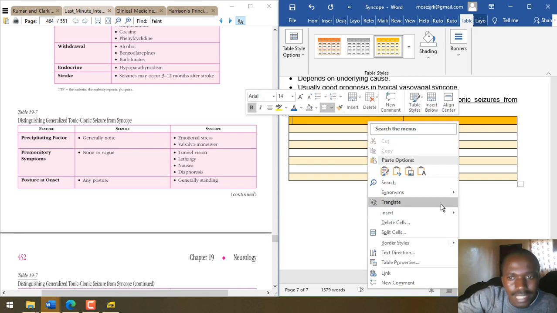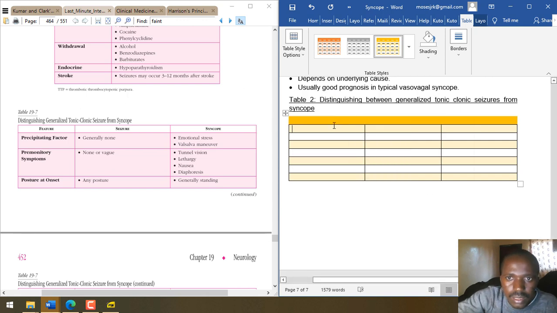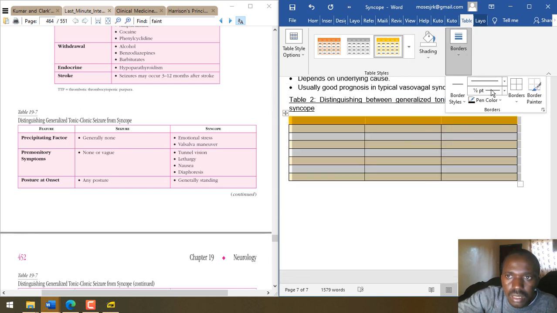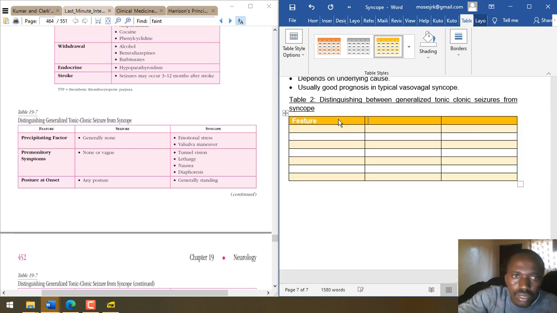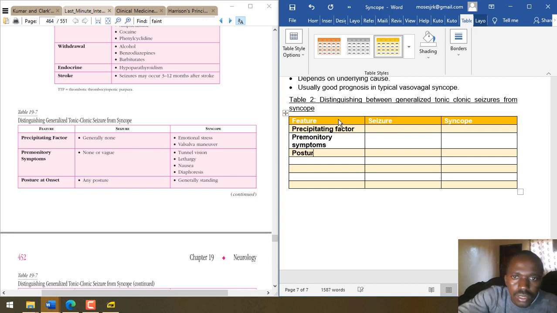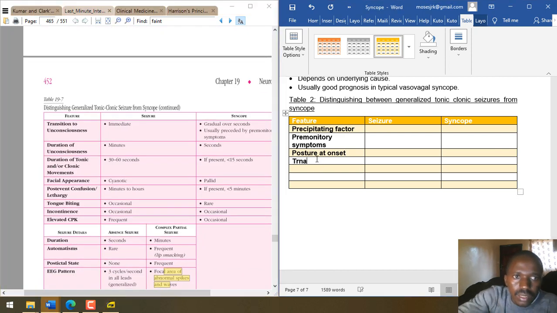So right here, what is here? Feature, seizure, syncope. Okay, so precipitating factor here. Then premonitory symptoms, then posture at onset, transition to unconsciousness.